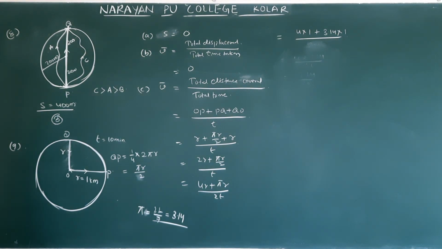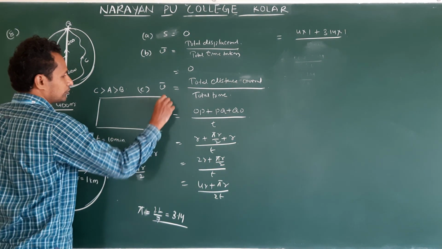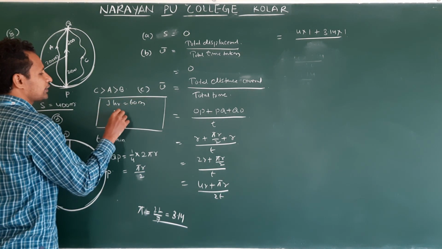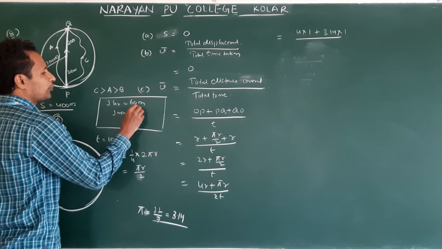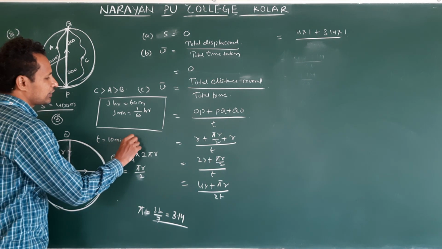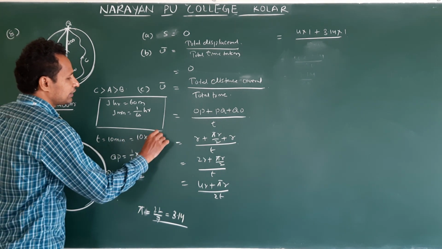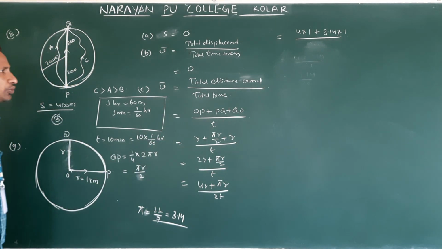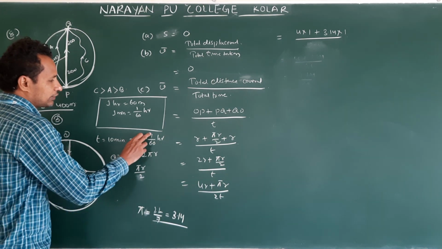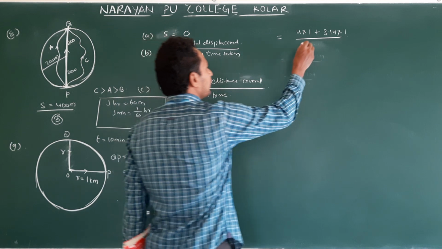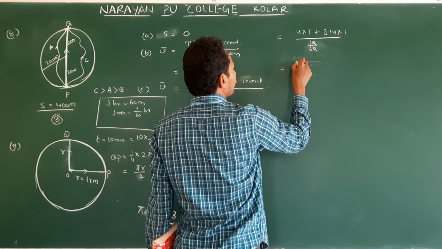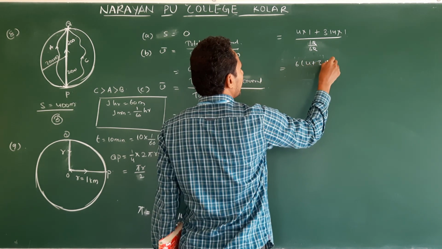How do you convert? Here I am doing: 1 hour is equal to 60 minutes, then 1 minute is equal to 1 by 60 hours. So we have 10 minutes, which is equal to 10 into 1 by 60 hours. So then what do we write? Here T is equal to 10 by 60. The zeros cancel, 6 goes up. So 6 into 4 plus 3.14.